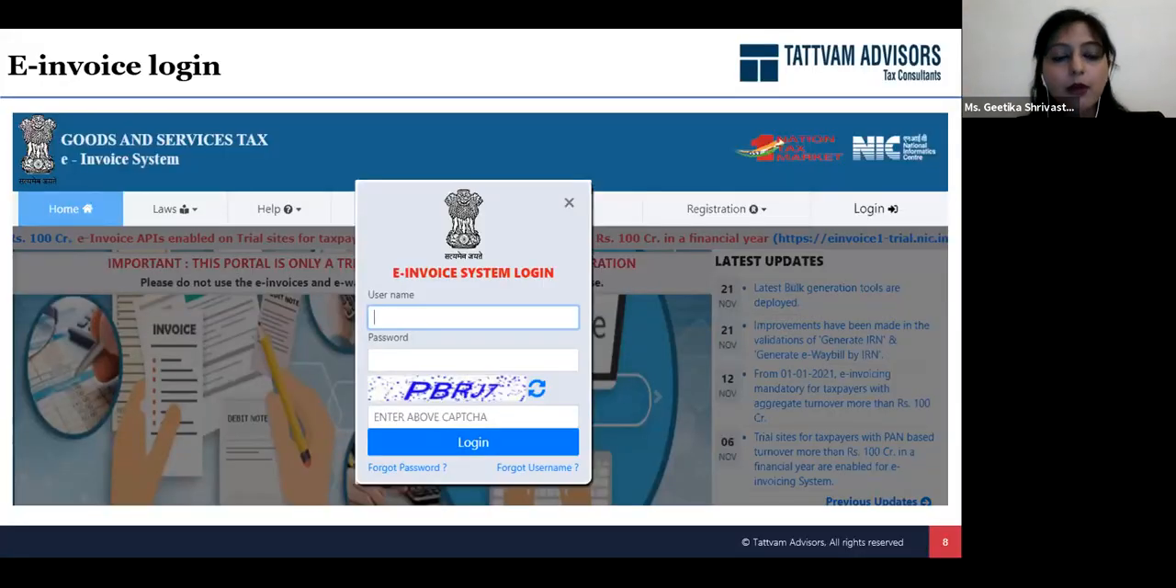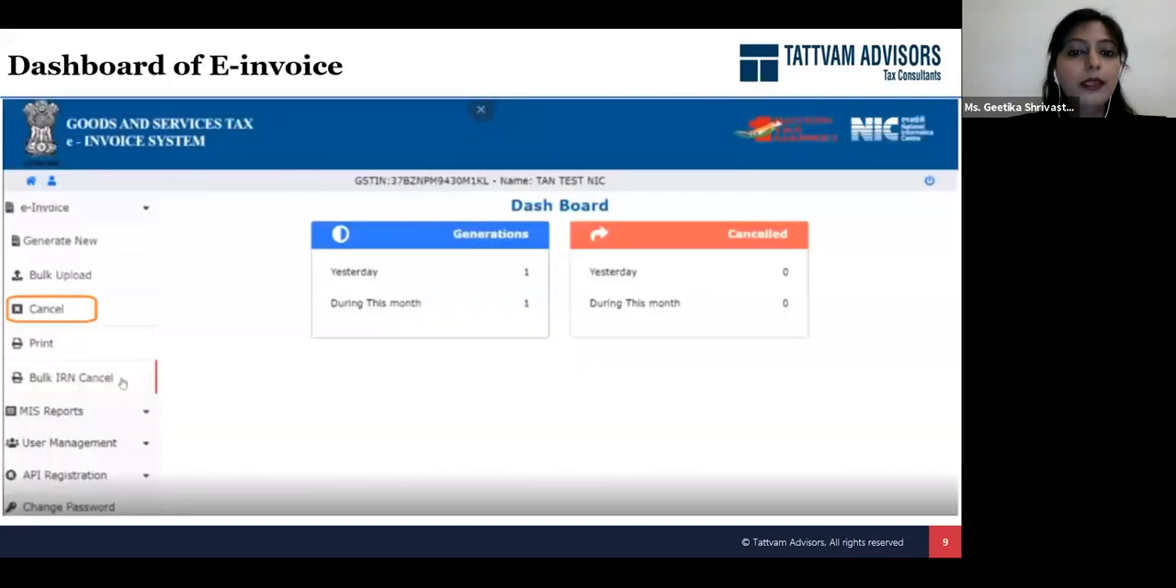This is how your e-invoicing login portal looks. This is the GST invoice portal. On the right hand side corner, there will be a login tab where you will log in with your credentials, and then you will land on this dashboard.